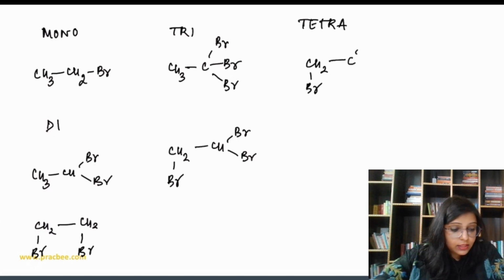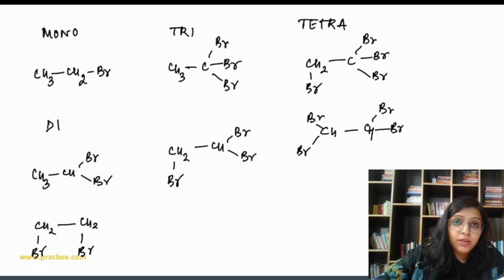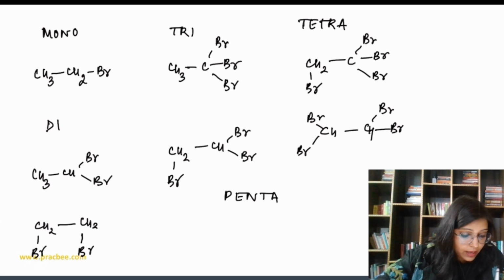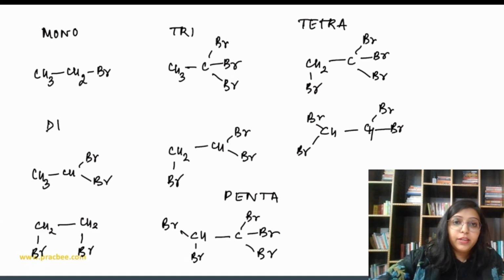CH2Br... Or we can write CHBr2-CHBr2. Understood? So that is tetrabromo derivative. So then we have pentabromo derivative, CHBr2-CBr3. That is a pentabromo derivative.